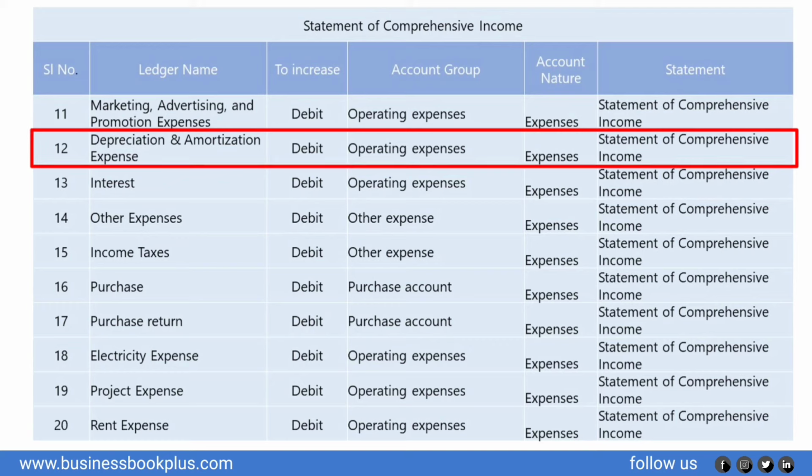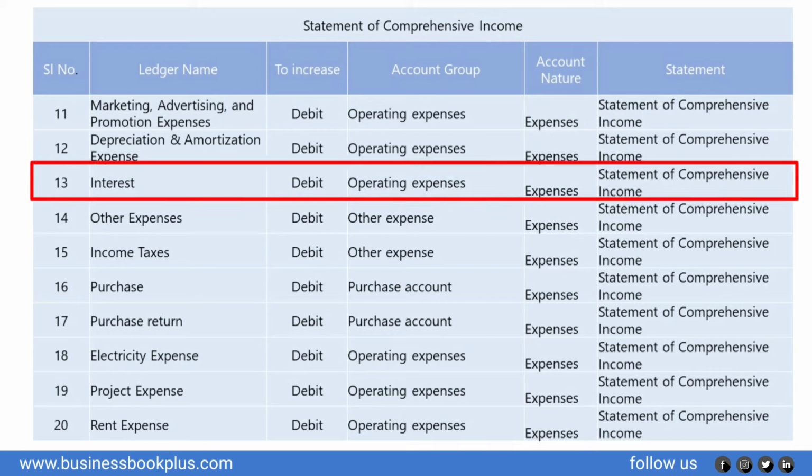Depreciation and amortization expenses. Increase with debit. Account group operating expenses. Account nature expenses. Affects the statement of comprehensive income. Interest. Increases when debited. Account group operating expenses. Account nature expenses. Affects the statement of comprehensive income.